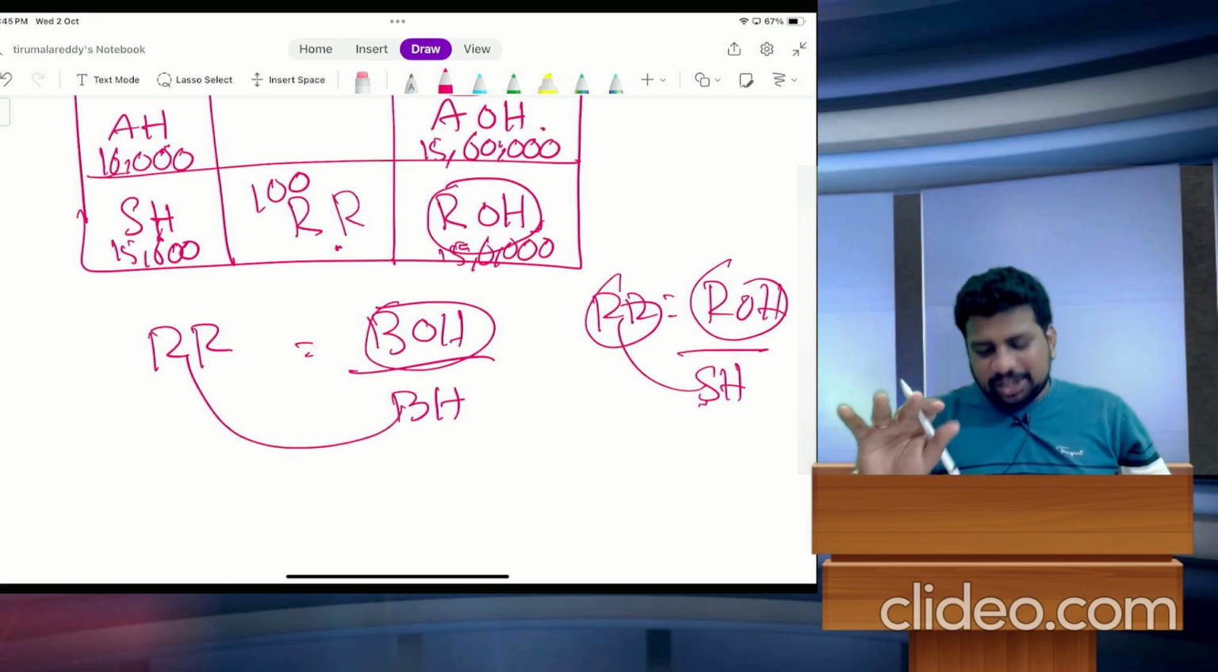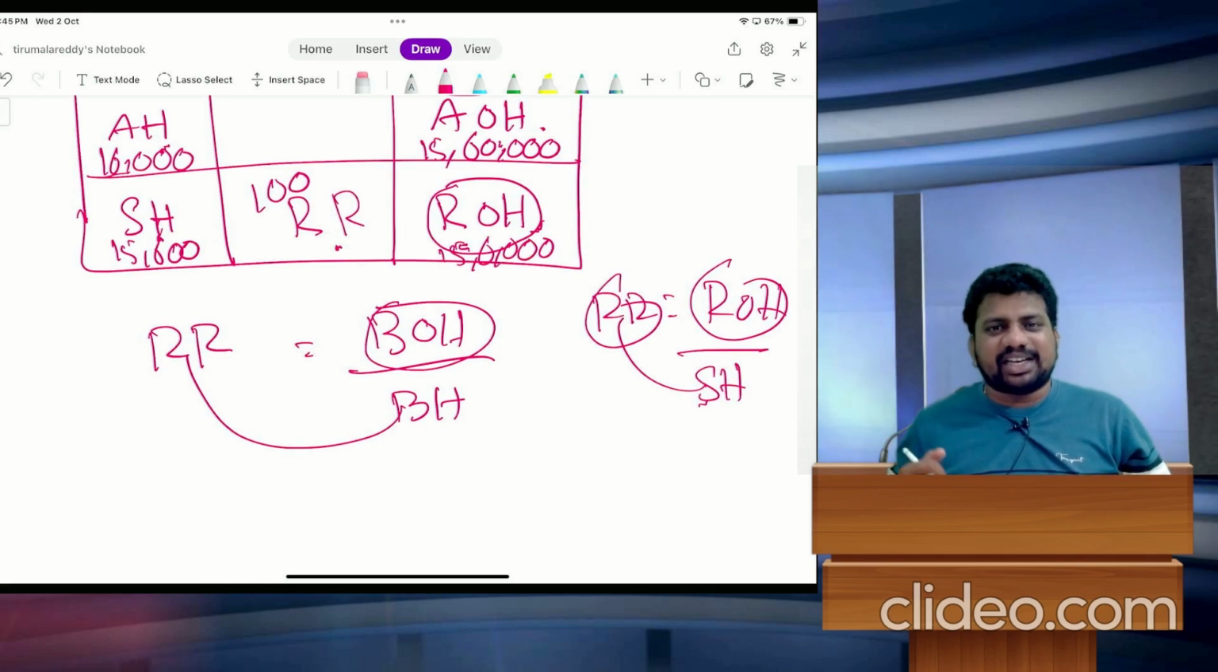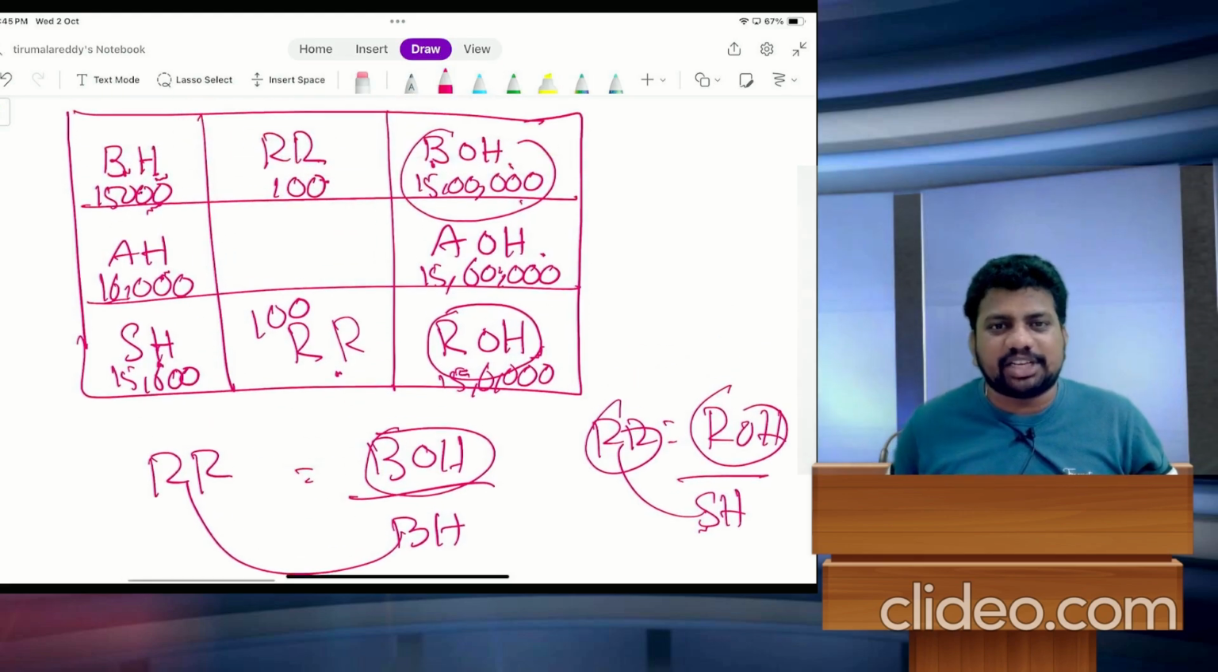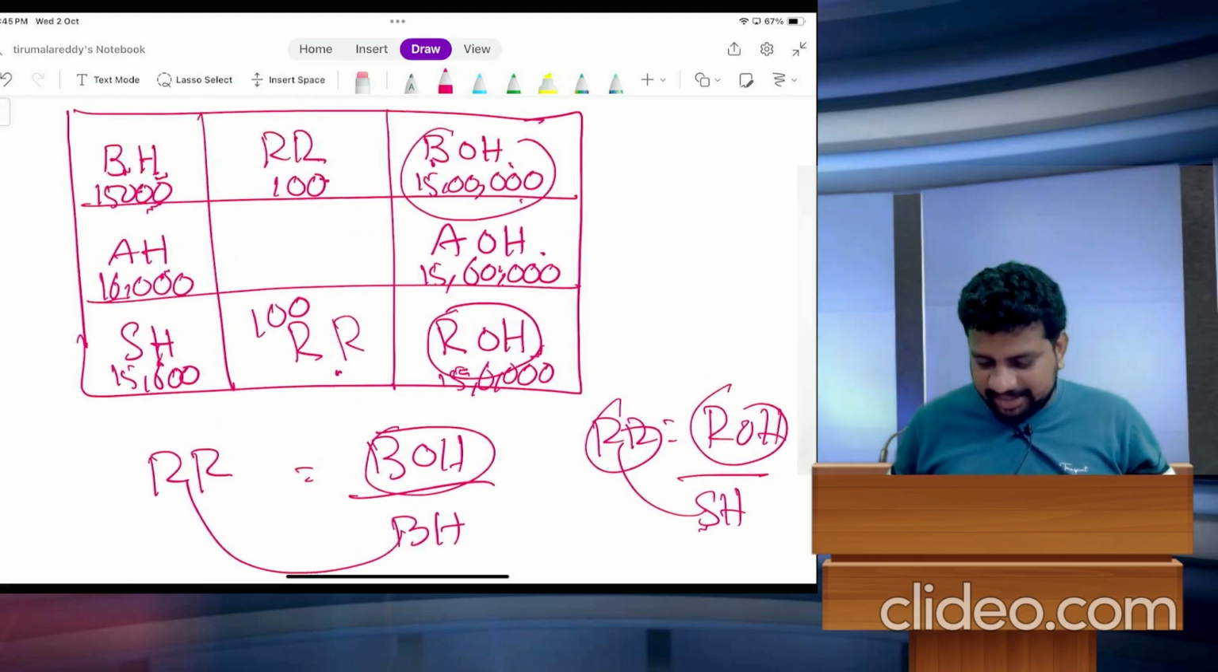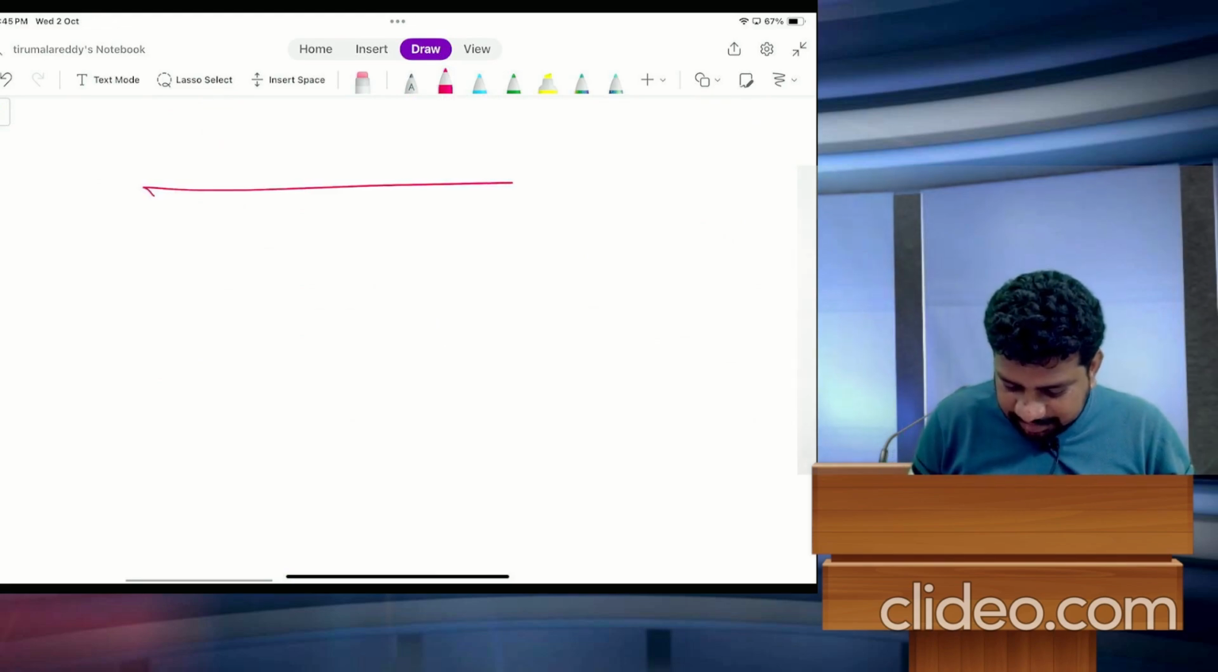Hope this is clear. So once again, this same diagram I'm writing once again. It has become a little clumsy, you know. So I'll write below and then we'll continue. Okay, so same figures, nothing changes.